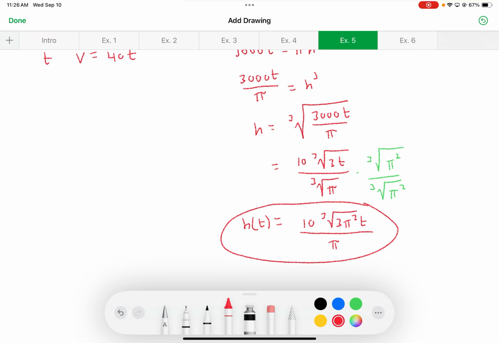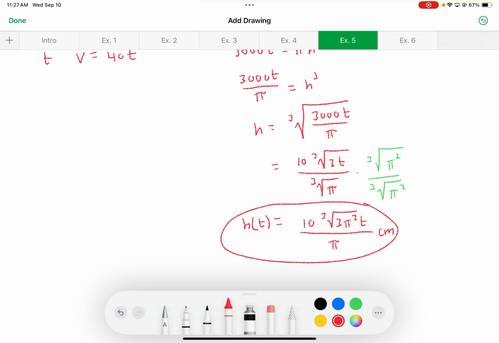Okay, and for good measure, we should put our units on there. This is the height of any given time value, so it should have units of centimeters. Okay. Questions there?